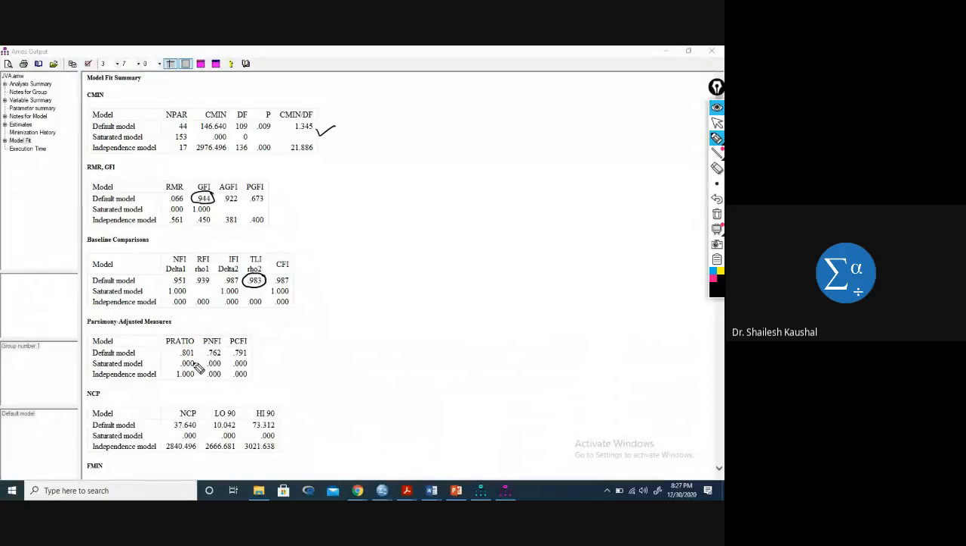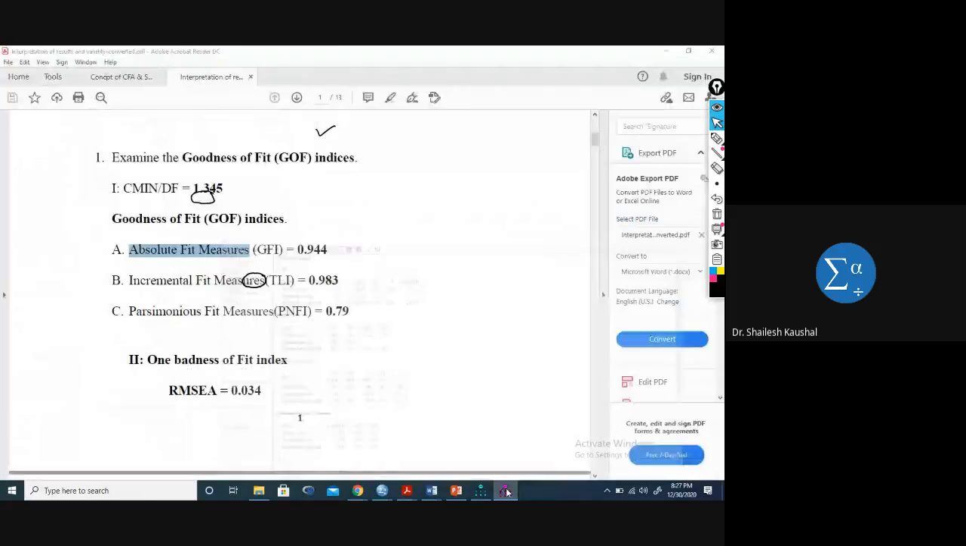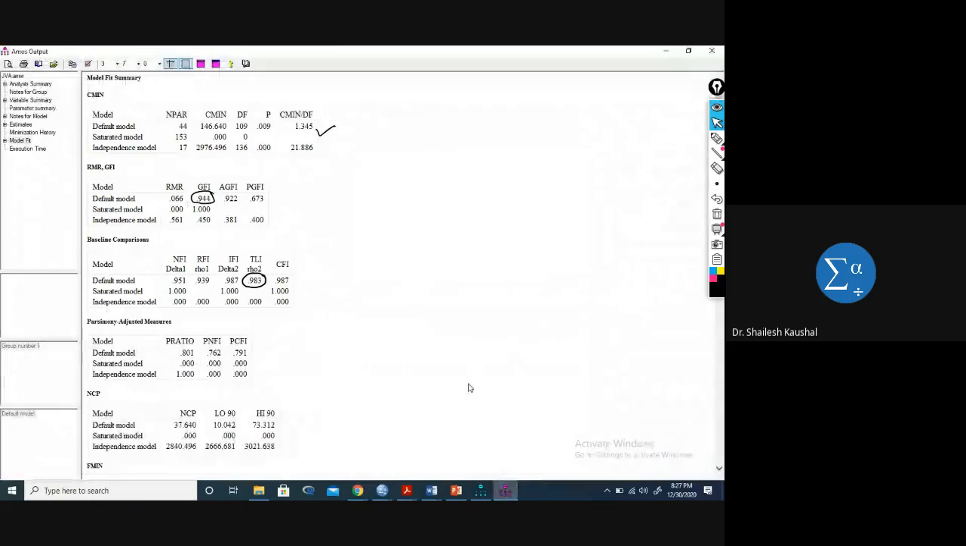And third is the parsimonious value. So what is the value here? That is PNFI, the parsimonious normed fit index. Its value is a poor fit, because its value should be higher, but it is not.